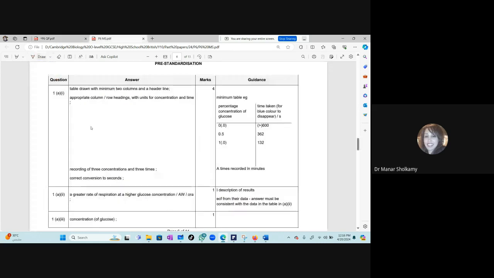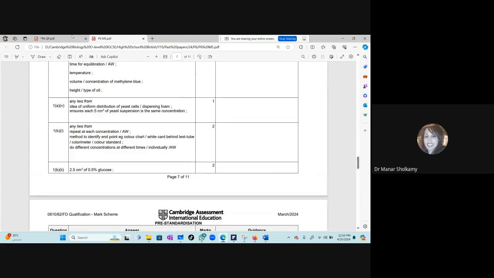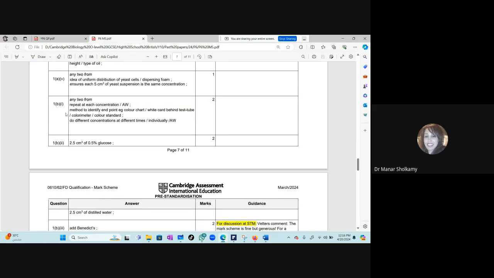Okay. Let's look at the mark scheme. What other ideas do they give us? I can use a colorimeter. What was the question? 1B. Okay. You will repeat at every concentration. We said it. The first thing that crossed our minds actually is that we will repeat at different concentrations. We will change the method to identify the endpoint. For example, we will compare against a white background, or we will use a colorimeter, or we will use a color chart or a color standard. We said it also.